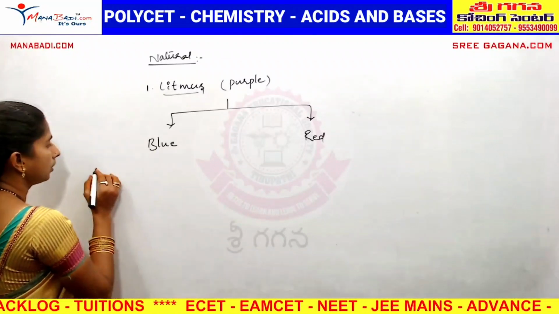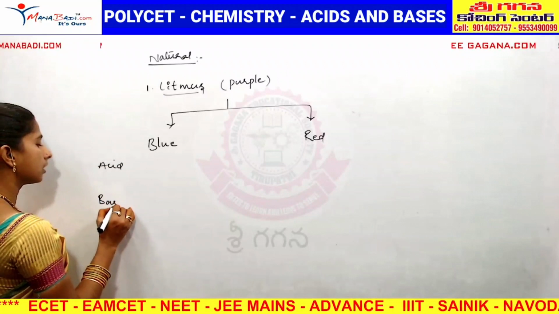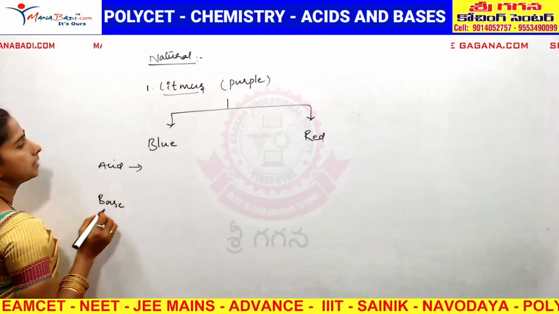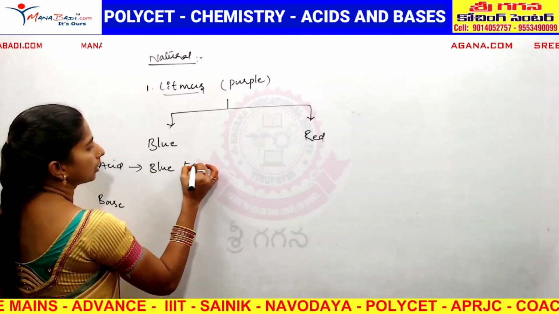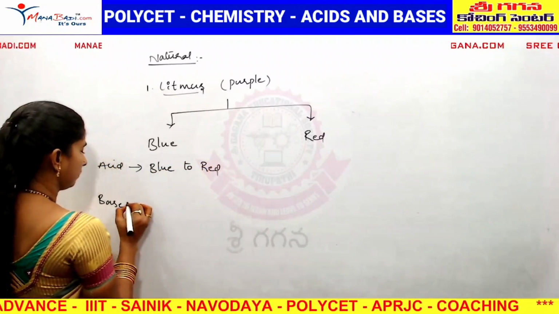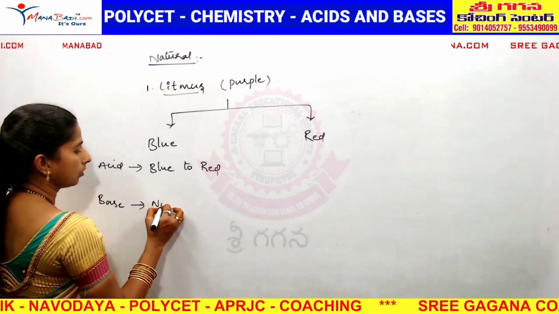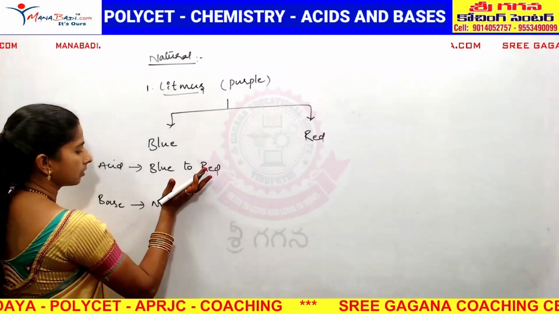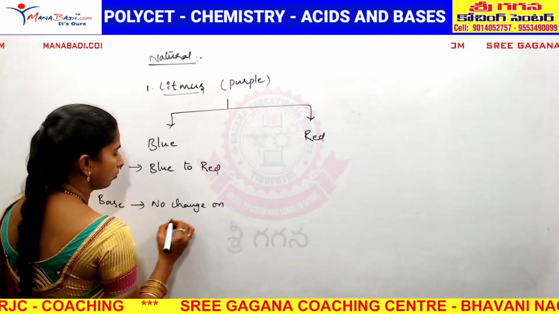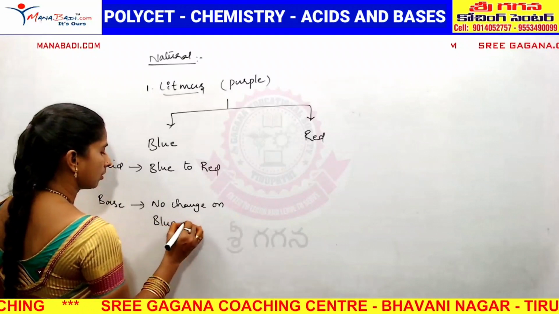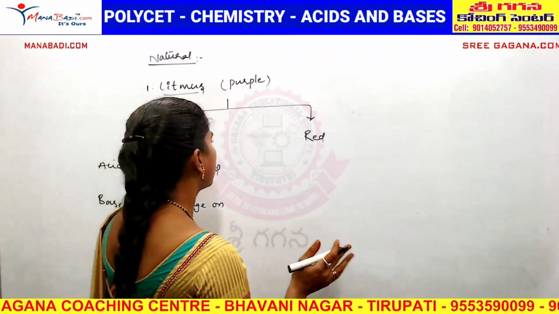Blue litmus paper with acid and base: what is the color change? Acid converts the blue litmus to red, but base has no effect, means no change on the blue color. The blue color remains like that only.